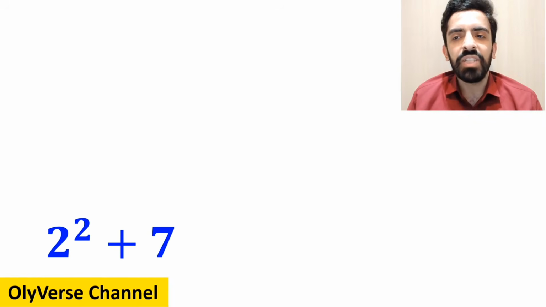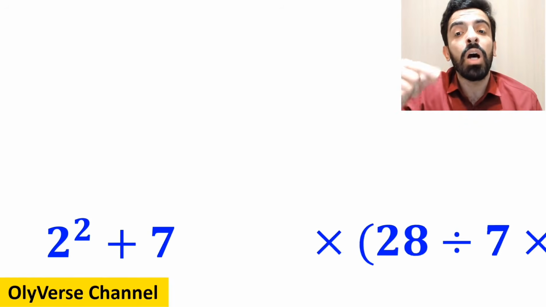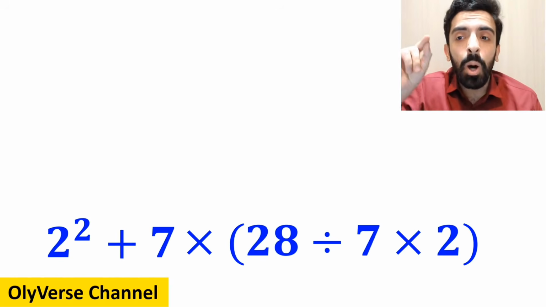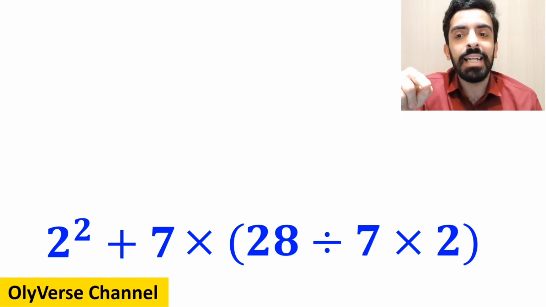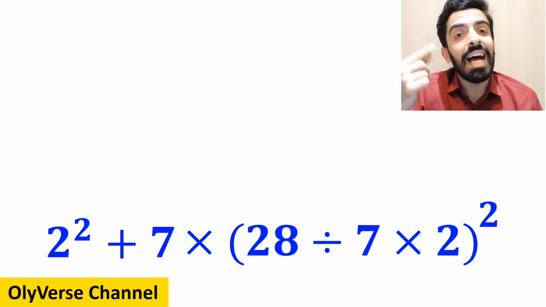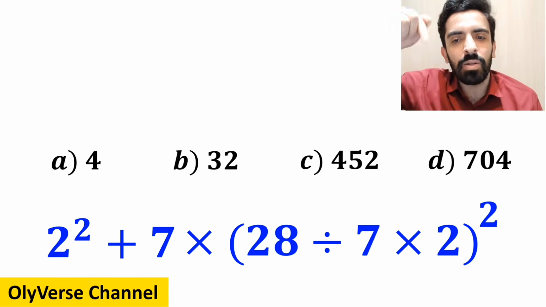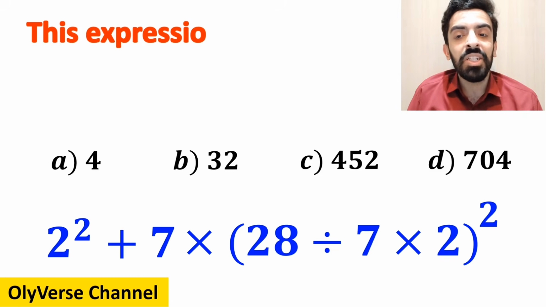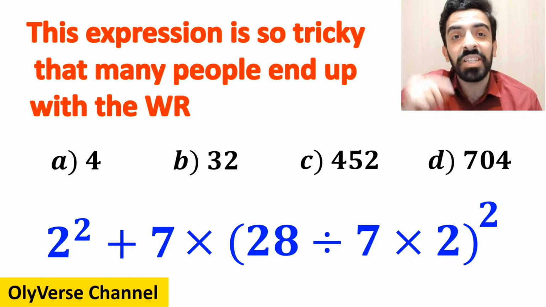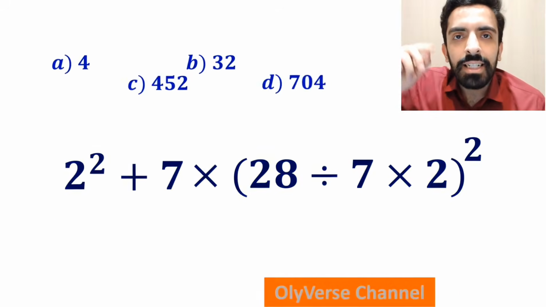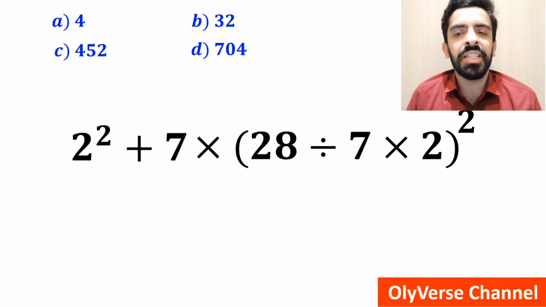What is the value of the expression 2 squared plus 7 multiplied by (28 divided by 7 times 2) all squared? Which option do you think is the correct answer to this question? This expression is so tricky that many people end up with the wrong answer. Let's go step by step and solve it together.